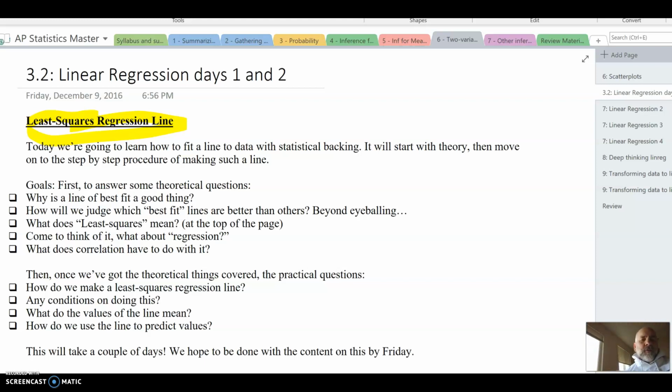So you're going to start off with why a line of best fit is a good thing, and then how we judge it. What's the standard by which you judge them, and what does least squares mean, and what does regression mean? All these different terms that they throw in, and what does correlation have to do with it? We're going to talk about these theoretical things, and then eventually from that we'll get the formulas and the method. We'll get how to find a line of best fit.